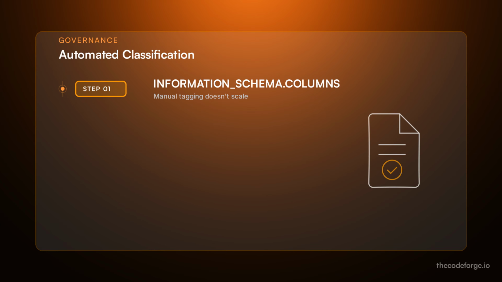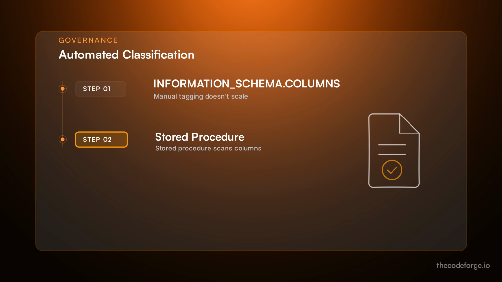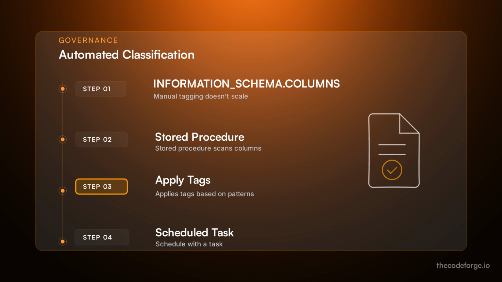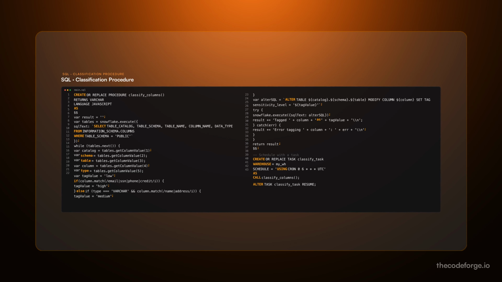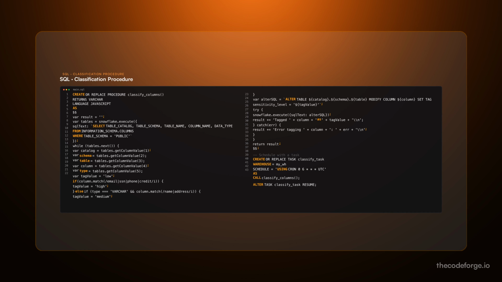Manual tagging doesn't scale. Automate classification using a stored procedure that scans column names and sample data to apply tags. For instance, columns named email or containing @ can be tagged as PII. Schedule it with a task to run daily. This stored procedure iterates over all columns in the public schema and applies tags based on column name patterns. It then schedules the procedure as a daily task to keep tags up to date.